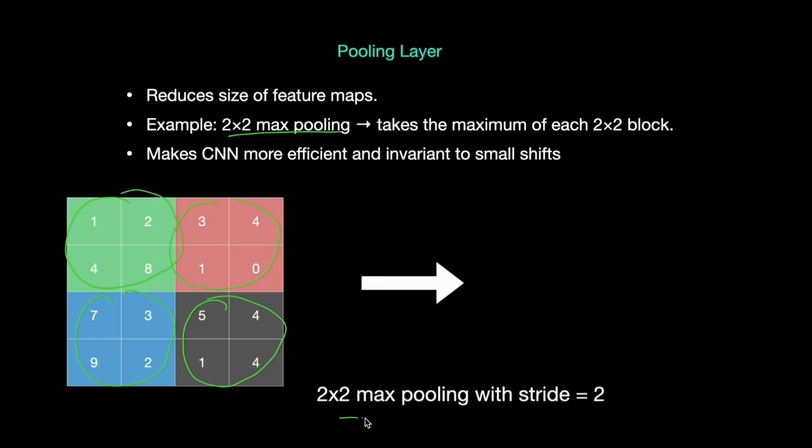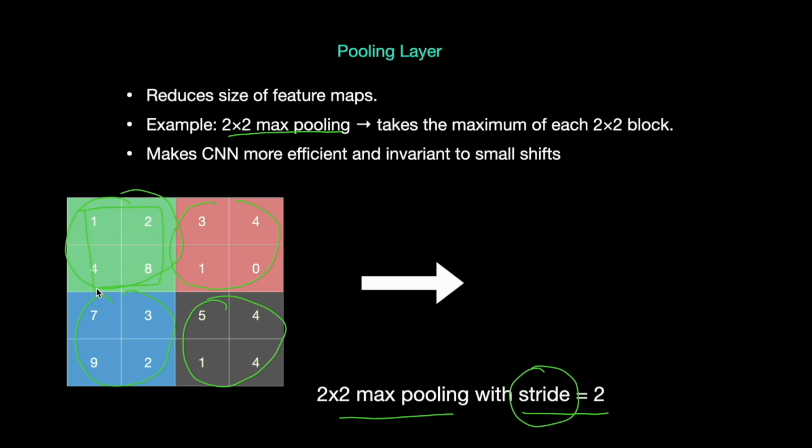So we are applying 2 cross 2 max pooling with the stride of 2. So what is the stride? The stride defines how far the window moves each time it slides over the feature map. In other words, it's the step size of the filter window.